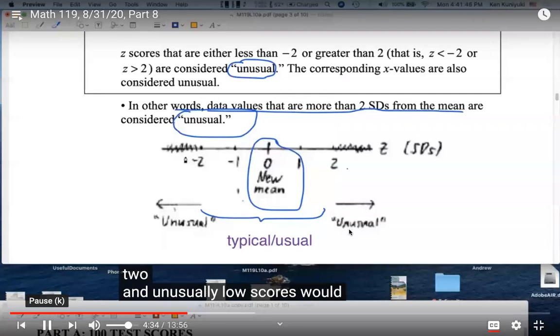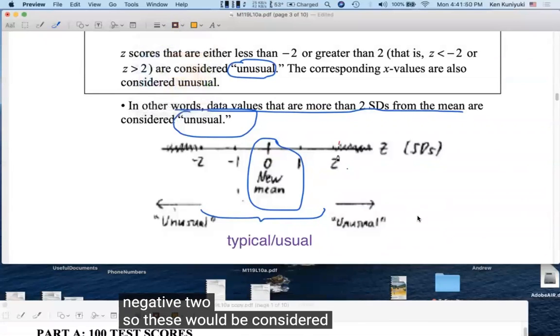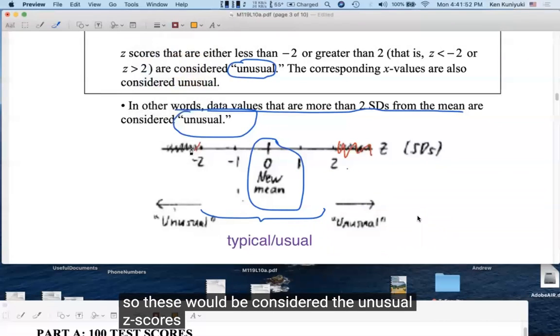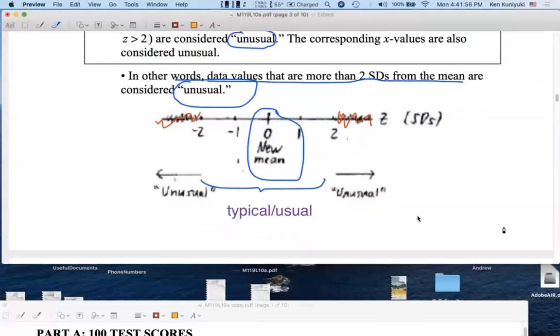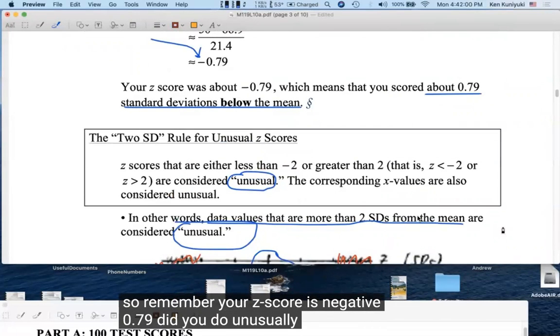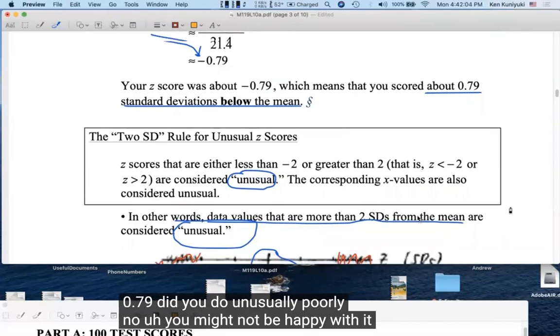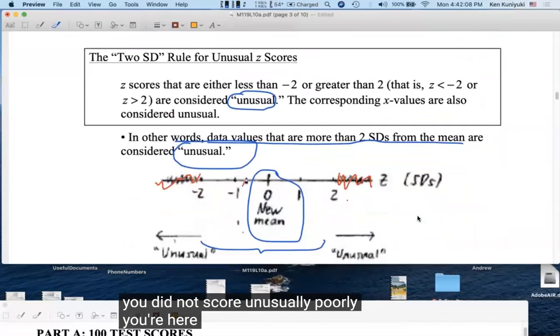Low scores would correspond to z-scores of less than -2. So these would be considered the unusual z-scores, far away from 0. So remember, your z-score is -0.79. Did you do unusually poorly? No, you might not be happy with it, but you did not score unusually poorly.